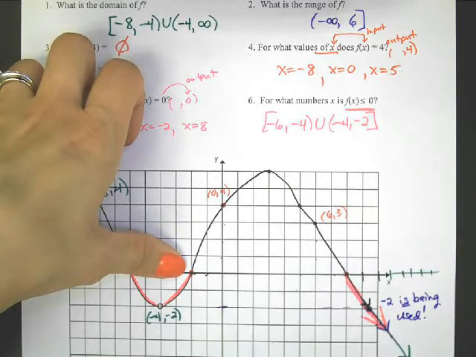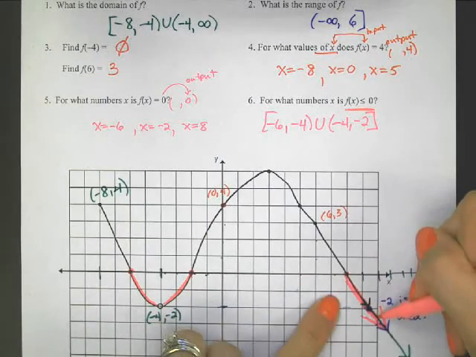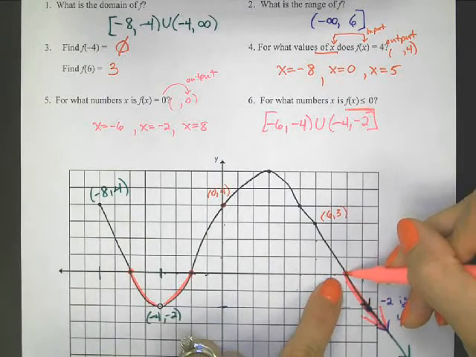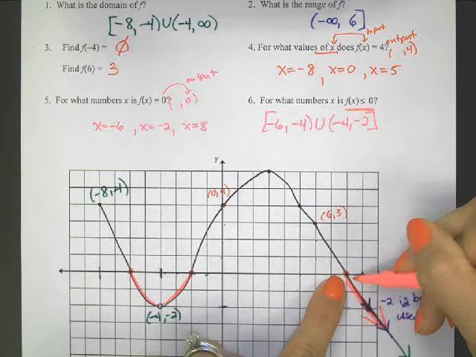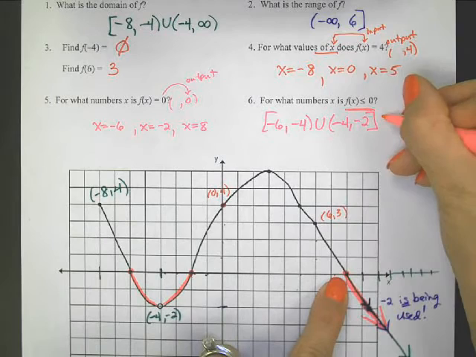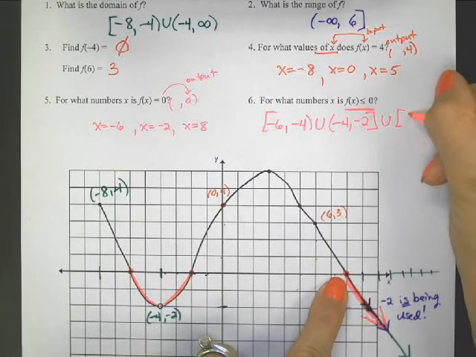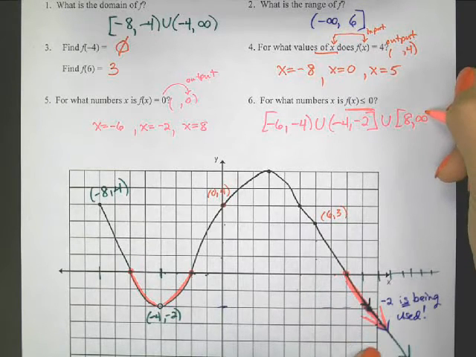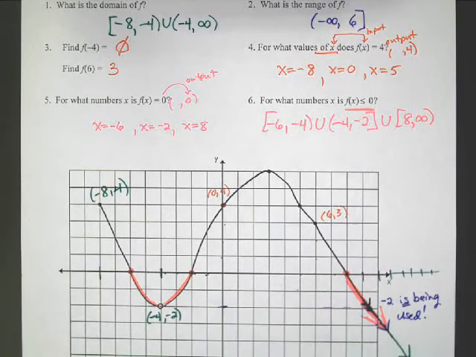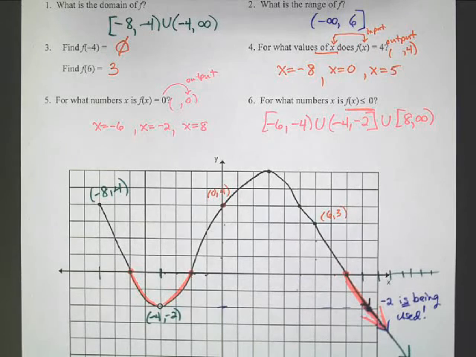Okay, but wait, that's not all the answer, because here's another piece of answer. Starting at that closed bubble, there's equal, and here's where the graph is less. So let's start at bracket 8 and go all the way to infinity with parentheses. Okay, I hope you feel a little bit better about domain and range and information from a graph.